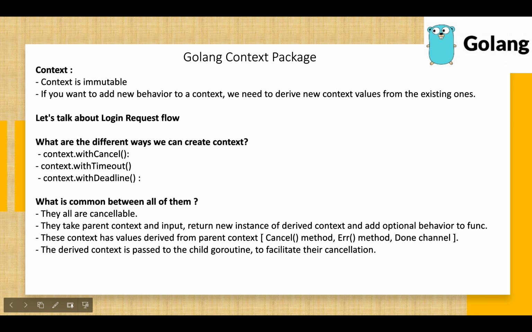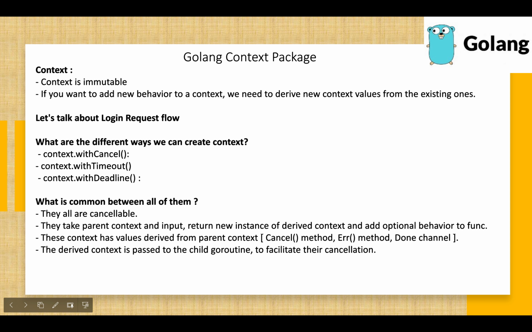When a context is cancelled, all the contexts derived from it are also cancelled. This helps to avoid memory leaks. What are the different ways we can create a context? We can create a context using different methods. The methods are with cancel, with timeout, and with deadline.